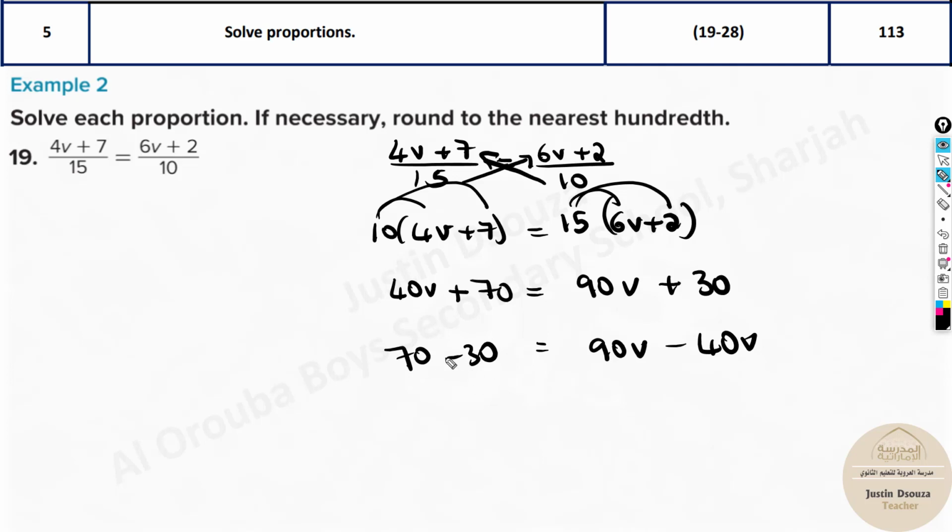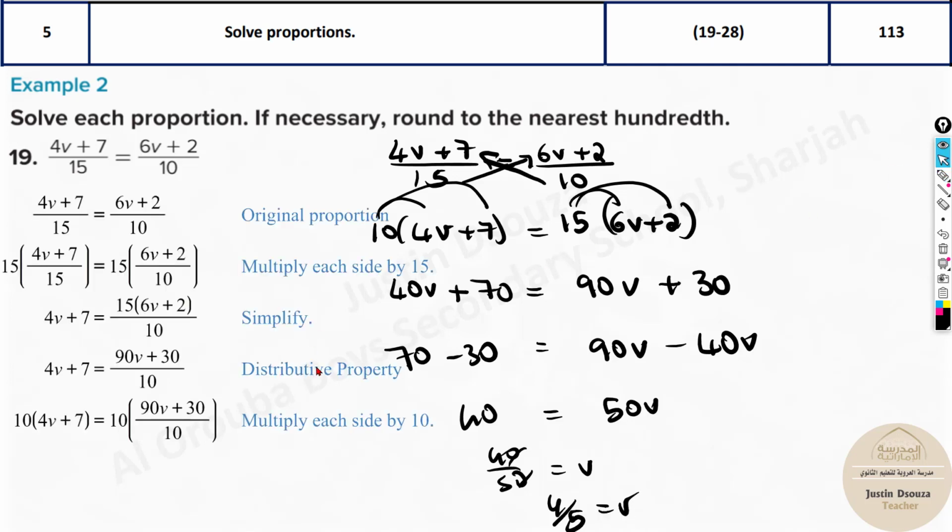Now let's simplify this. 70 minus 30 would give you 40 equals, here it will be 50v. Now take the 50 to the other side, it will be 40 by 50 equals v, that is 4 by 5. 4 by 5 is the answer. This is how we solve it.